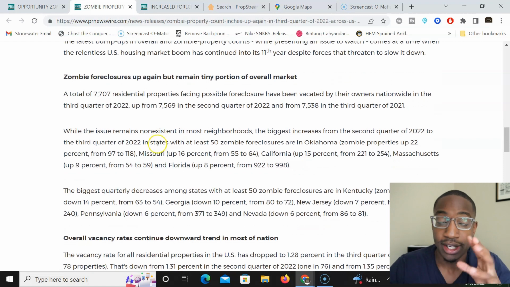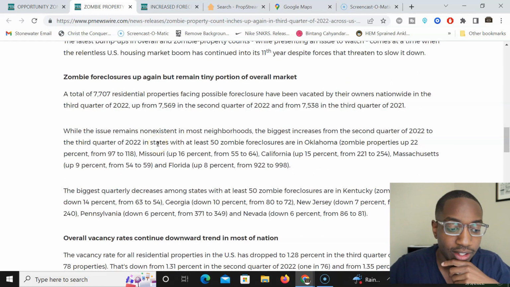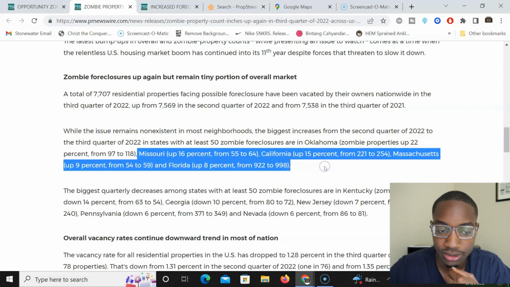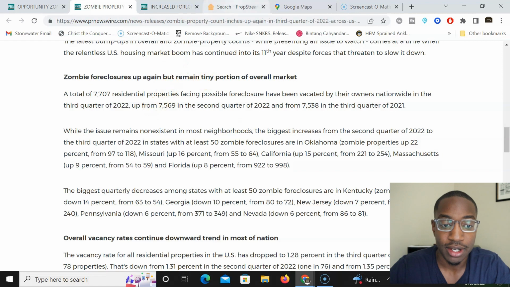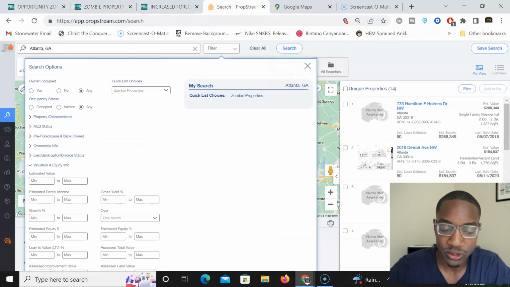But if you're virtually wholesaling, you can look at these areas, because this article highlights areas where the biggest increase came from in the second quarter of 2022. And they were in Oklahoma, Missouri, California, Massachusetts, and Florida. So if you are either wholesaling in those areas or virtually wholesaling in those areas, you could probably find more data in a particular town in those states using Propstream.